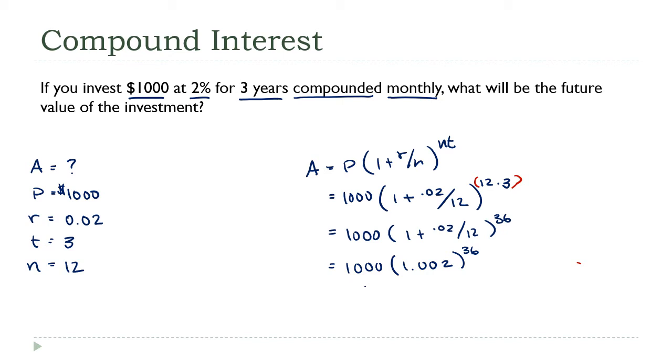And then I'm going to multiply this by 1,000. And now at the very end, as the last step, I know it's a dollar amount, so I'm going to round to the nearest penny. Now I have $1,061.78, 78 cents, as my final answer. That's where we're finished.